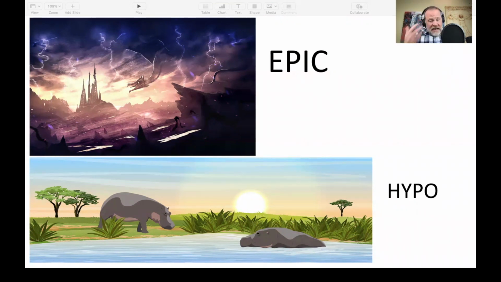Hypo sounds like a hippo, the animal, hippopotamus. Hypo means below or under. So I want you to imagine those hippos are really close to the ground. So the prefix epi, let's think of epic, a dragon flying over the city. The prefix hypo, low to the ground, low, under. That's what it means. Let's keep going.